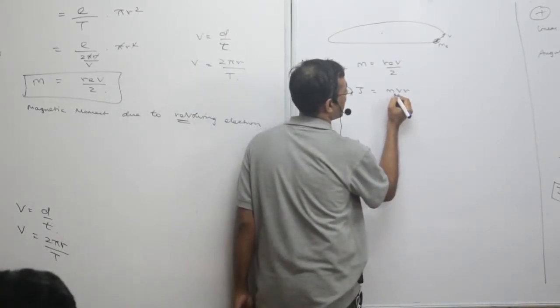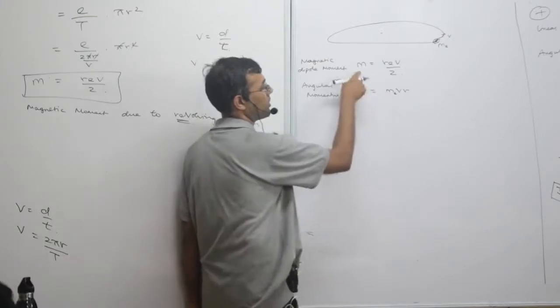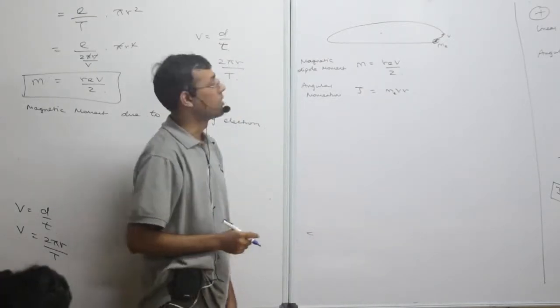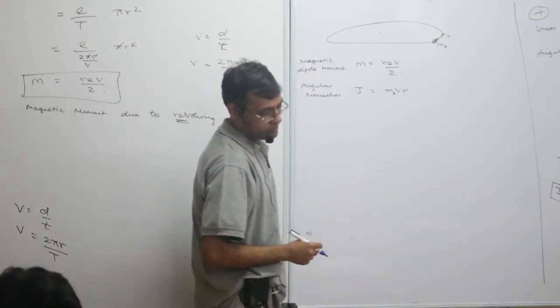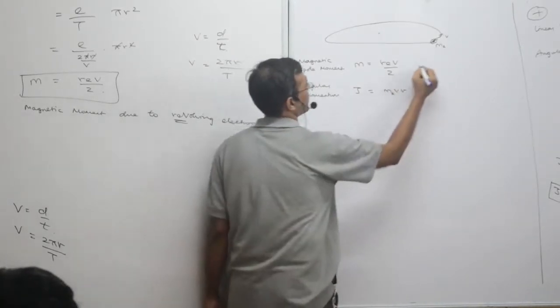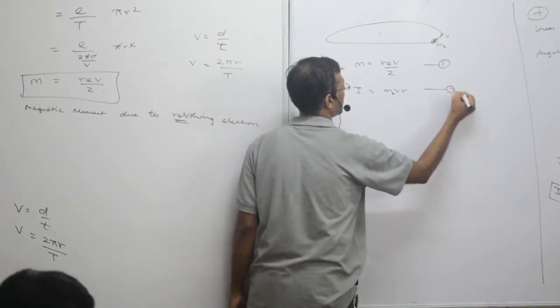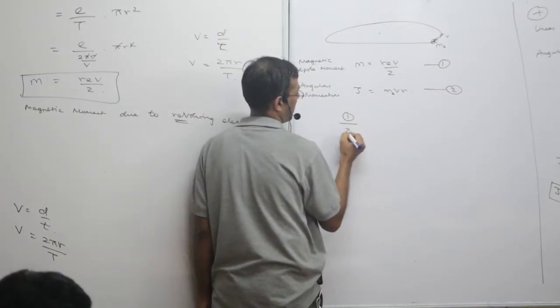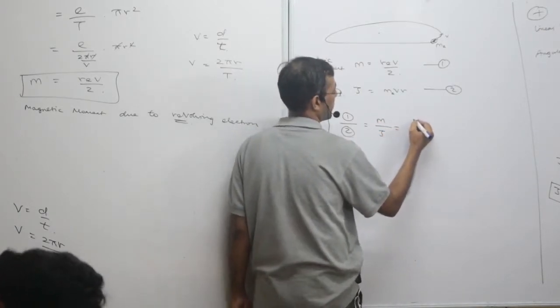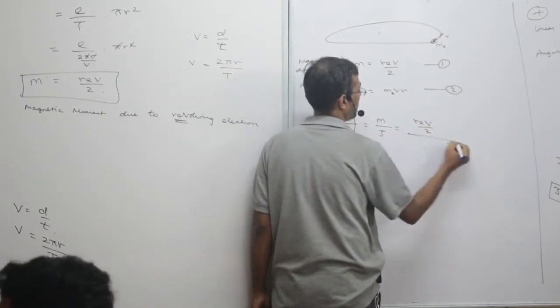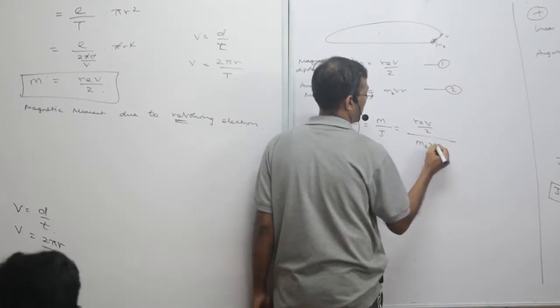But what did I say? If you don't put this, you may think that this m and this m are the same. Okay, so both are different. So if I take 1 by 2, 1 divided by 2, so m by j is equal to (e v r by 2) divided by (m_e v r).